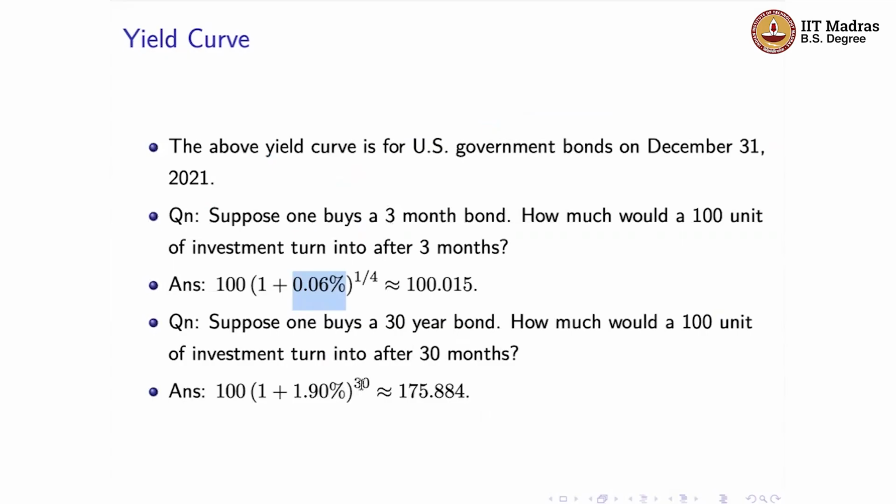Why are we doing to the power 30? Because the 1.90% is the annualized rate. So if you are looking at what happens after 30 years, then you have to take it to the power of 30. If you take it to the power 30, this is for one rupee. And if you have 100 amount of money that you are putting in, you need to multiply it by 100. And so this is going to become 175.884. Again, this is a typo, so that will be corrected in the slides that you see later on.